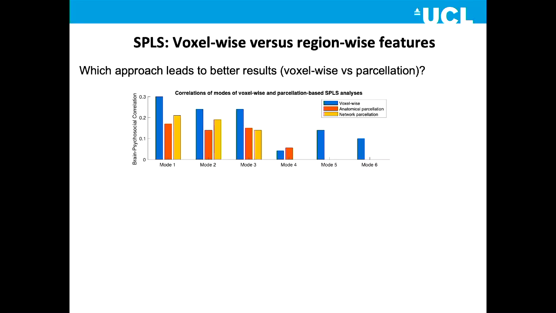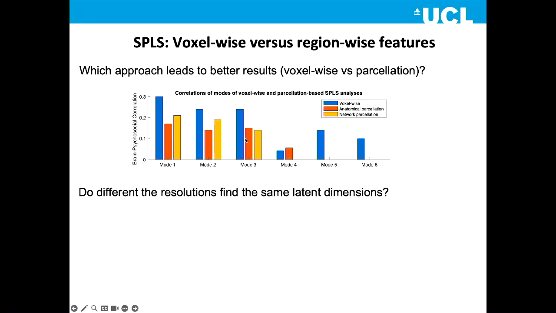We also compared our analysis with using parcellation. Would we find the same results if we use those ROIs, using different types, anatomic and network parcellation? If we use the parcellation instead of the voxel-wise, we find fewer modes, and the brain-psychosocial out-of-sample correlation is lower than using the voxel-wise information.